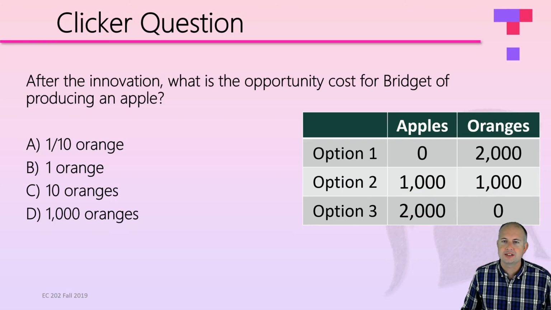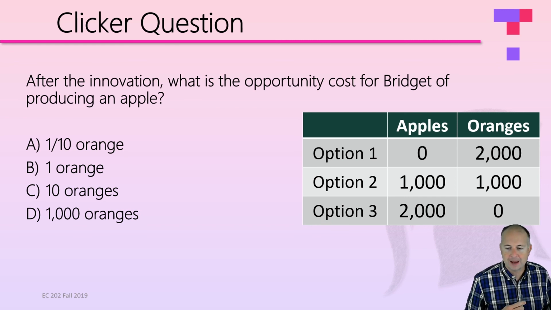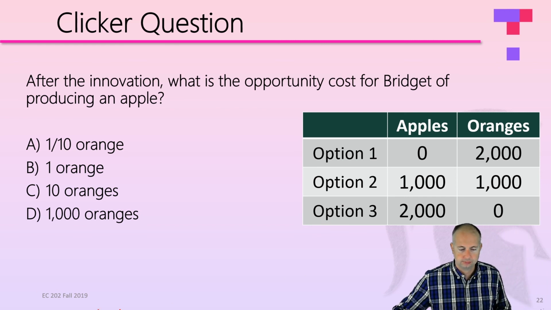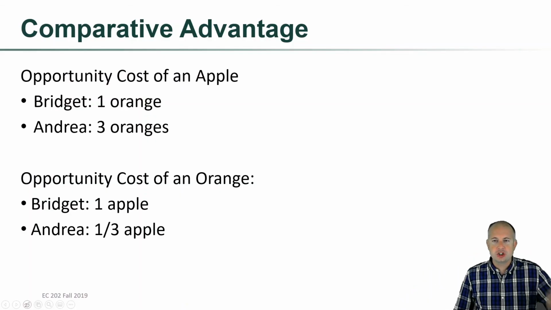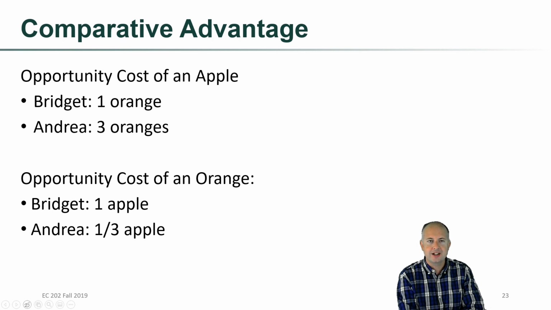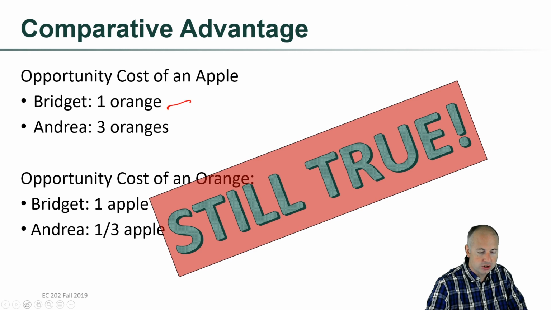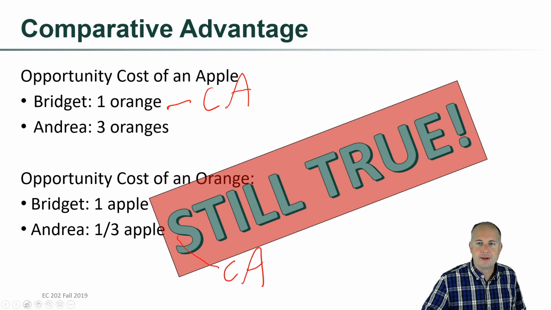However, let's think about this. After the innovation, what is the opportunity cost for Bridget of producing an apple? The answer here is B. It's one orange, which is what it was before. It's still the same. Notice that the list of opportunity costs we showed a couple of slides ago, all of that is still true. And because all of that is still true, comparative advantages are still true. Bridget still has the comparative advantage at making an apple. Andrea still has a comparative advantage at making oranges.